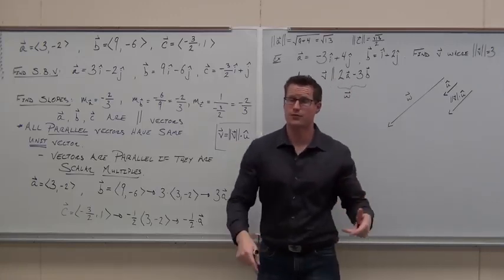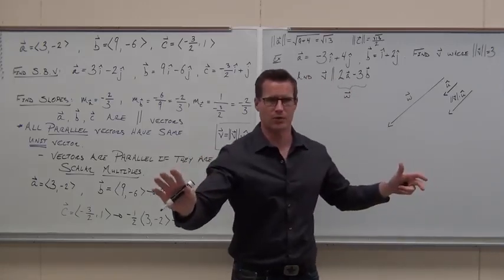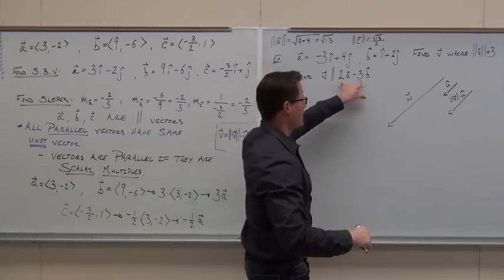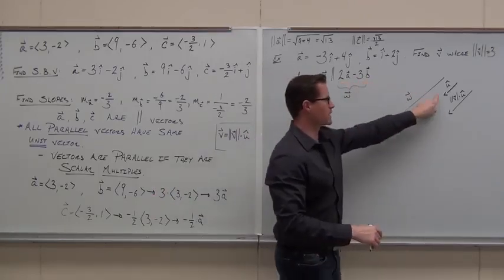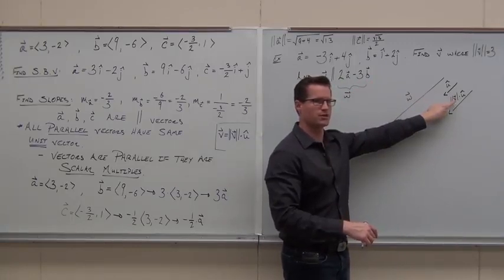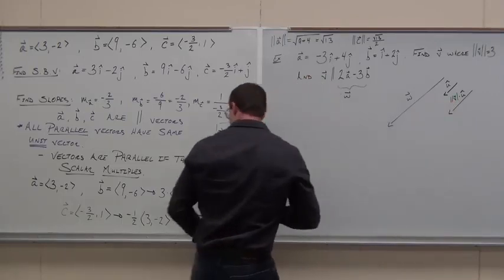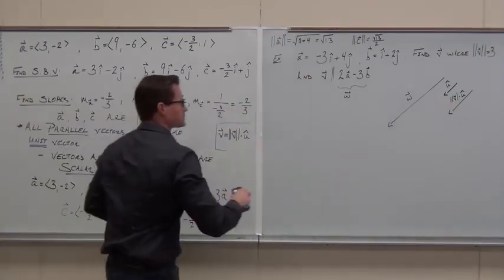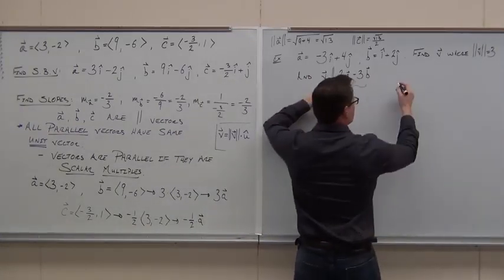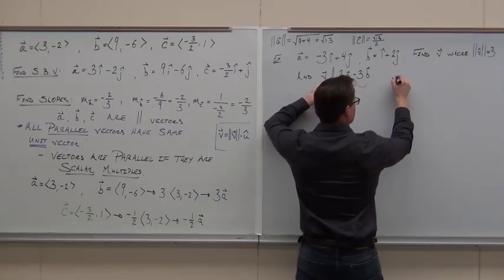Now let's try it. You're going to do all of it, okay? I'm not going to do hardly any work right now. Here's the idea: find this vector, shrink it, then grow it. Does that make sense? All parallel vectors have the same unit vector. Find the unit vector. So right now what I want you all to do is define W as this.